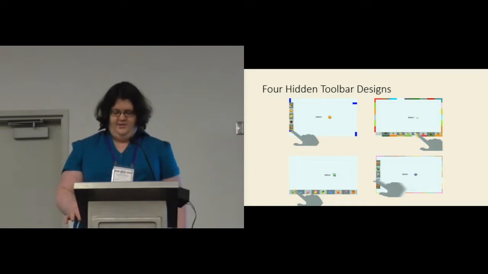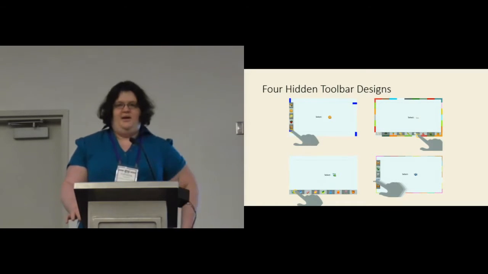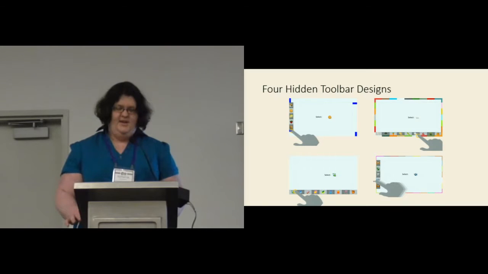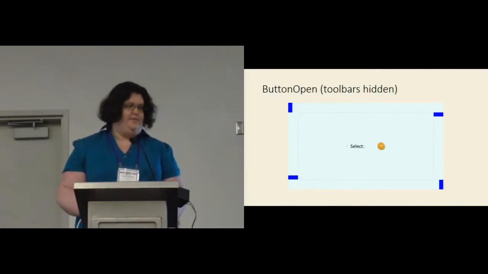So in order to explore this, we created 4 hidden toolbar designs. Each of them has 4 toolbars, one along each edge of the screen. They have different methods of exposing toolbars and selecting items from them. 2 of them require a visual search of the menu every time a selection is performed, but allow an expert shortcut to get at memorized items faster. So I'll go over these.